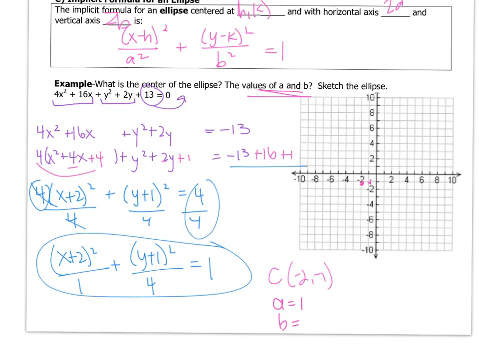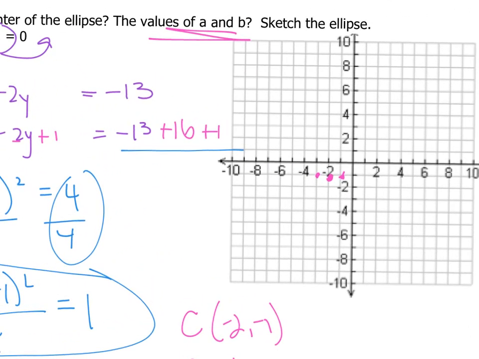So horizontally, I'm going 1 point in each direction from the center. And then under the y factor is b squared. So if I take the square root of that, gives me the vertical radius that I need, going 2 in each direction. And then we just graph that in. I did a poor job of that. Let's try it again. Graph that in. There we go.